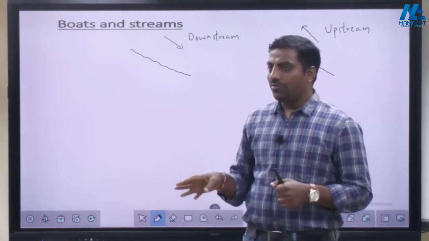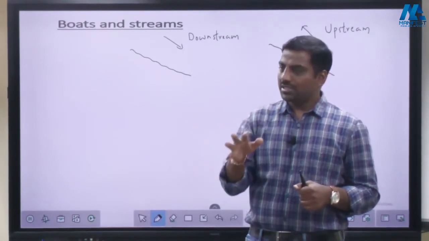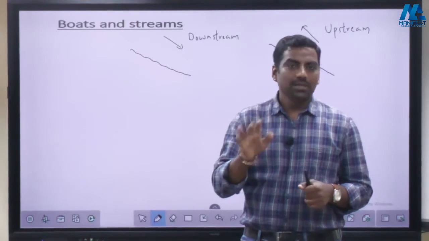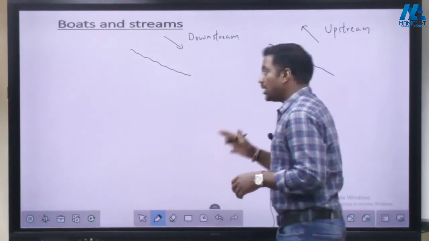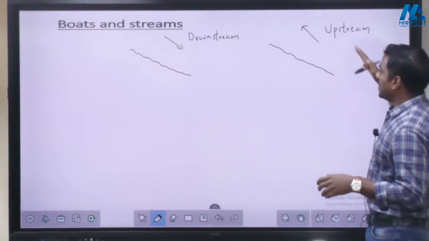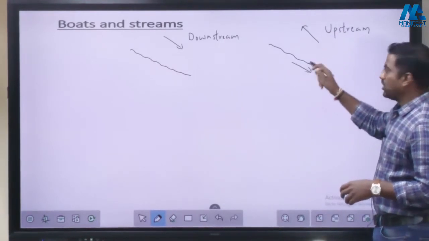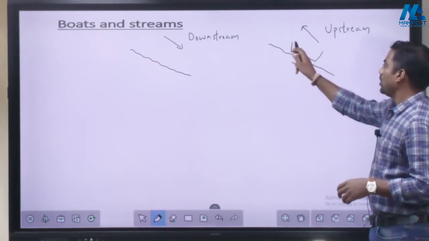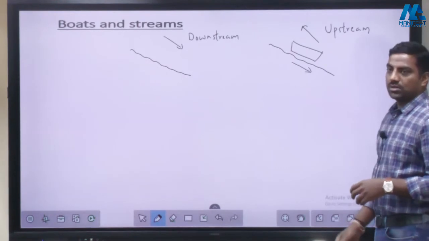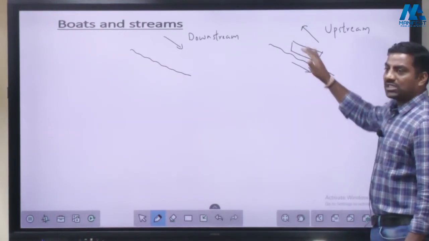Even if the man is swimming, we'll take it as the speed of the boat, the speed of the moving object in the water. If at all we are moving upstream, the river is flowing this way, we are moving upstream. Let us take there is a boat. The boat has to overcome the speed of the stream.